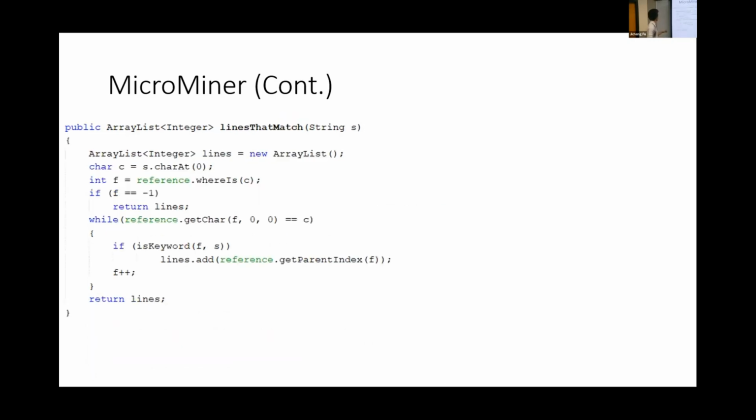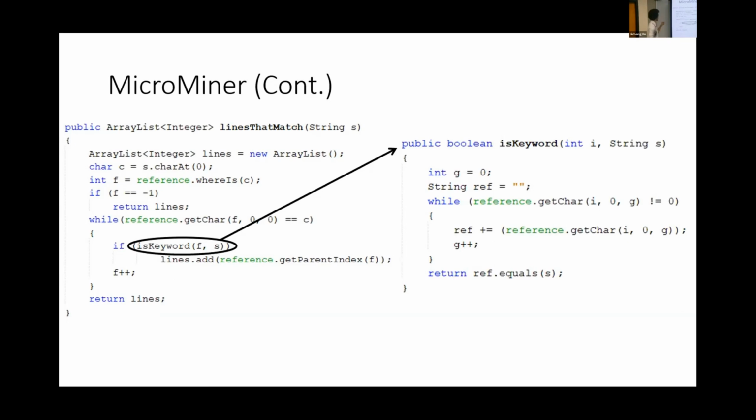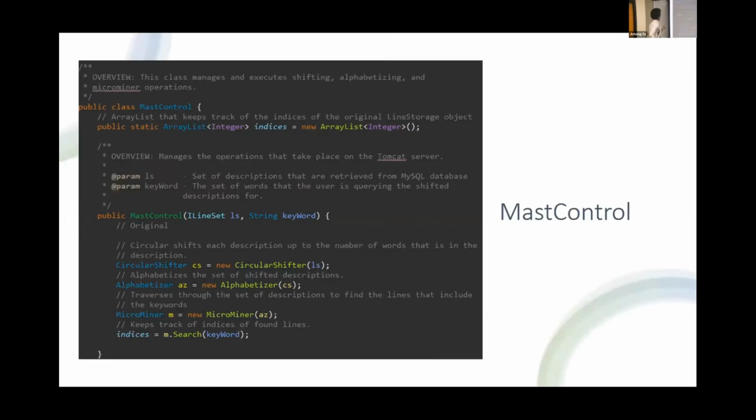And that microminer also uses a lines that match method. What this does is it'll take one keyword and then find every circular shifted line that starts with that keyword and then get the unshifted index of that line. That also uses the is keyword method, which goes over here. It'll find the first word in a circular shifted line and then return whether or not that word is the same word as the word that was passed into it.